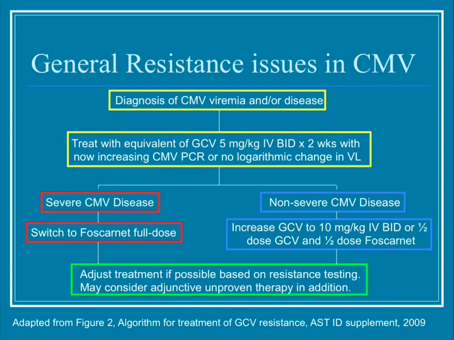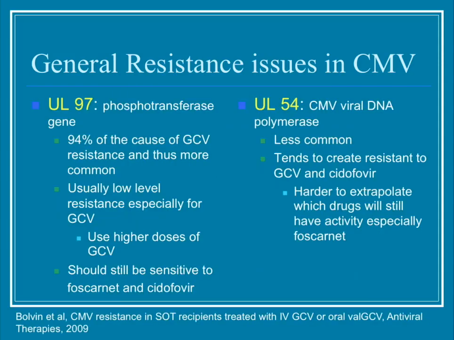This was from the AST/ID supplement in 2009, talking about the pathway for trying to treat someone with resistance issues in CMV. If you have non-severe CMV disease, there's the megadosing of ganciclovir, which I've done with neutropenia supplementation, or the half-dose, versus the severe CMV disease where you go to foscarnet full dose.